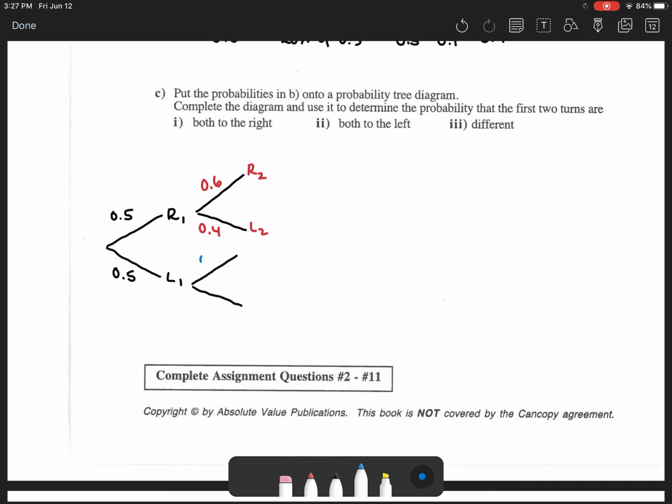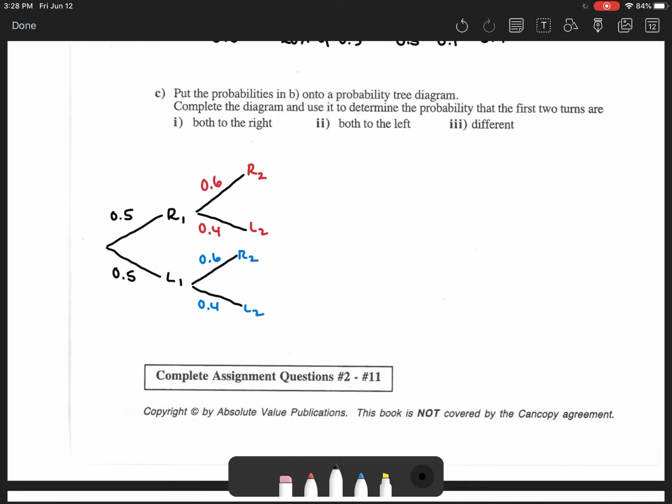So if the mouse went left on the first turn, again, it's going to be 0.6 for the second turn to the right and 0.4 for the second turn to the left. Okay, and there you go. You've filled out the probabilities and all the moves that this mouse can potentially make.